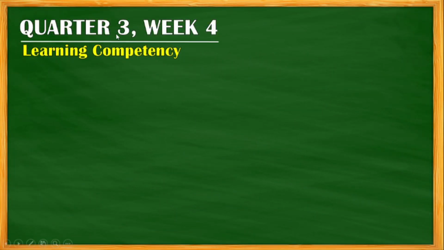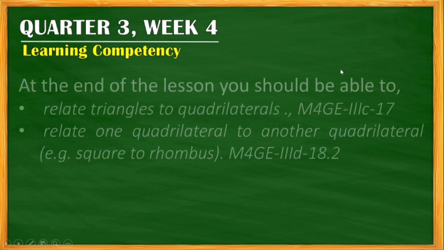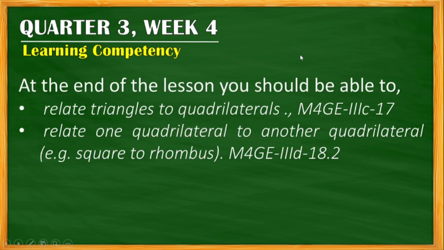So we are now in Quarter 3, week number 4 of our most essential learning. Our learning competency for this day: at the end of the lesson, you should be able to relate triangle to quadrilateral, and relate one quadrilateral to another quadrilateral. For example, you're going to relate square to rhombus.